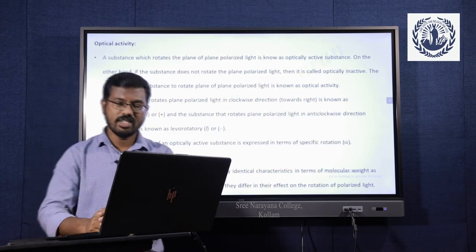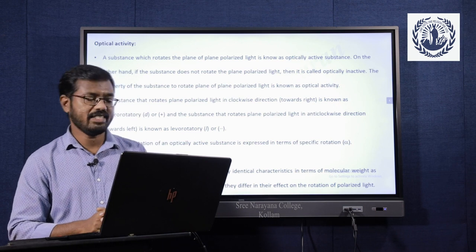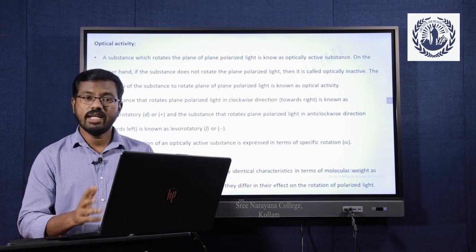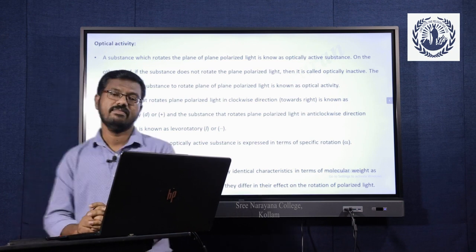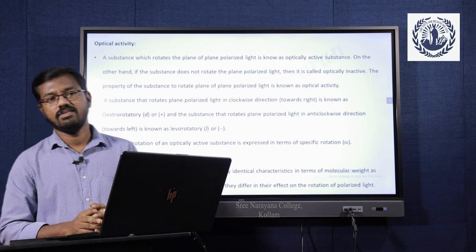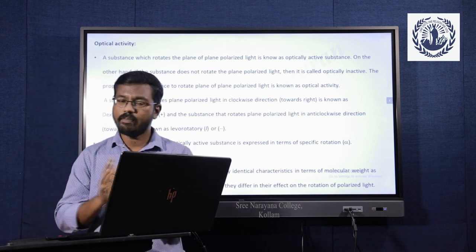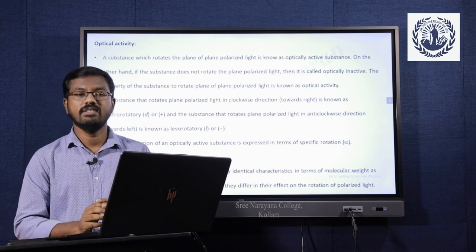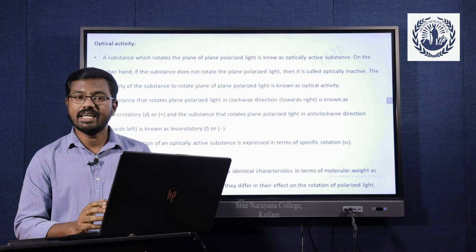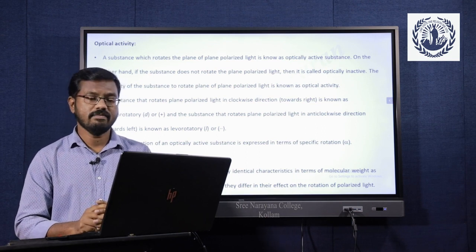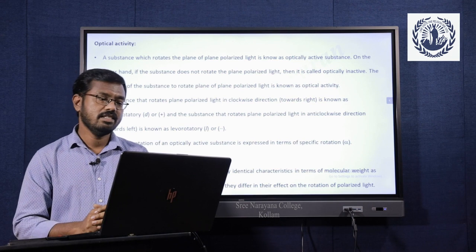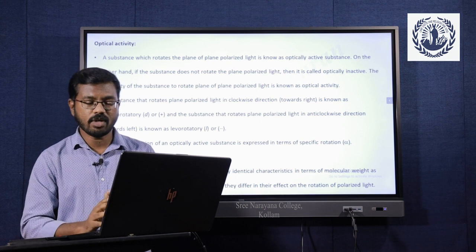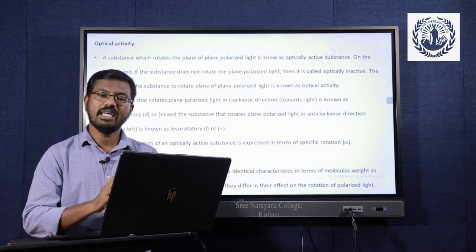Now we will see what optical activity is. It is the ability of a molecule to rotate plane polarized light. If a molecule has the ability to rotate plane polarized light, then that particular molecule is known to be optically active. On the other hand, if the molecule does not have the ability to rotate plane polarized light, then it is optically inactive.